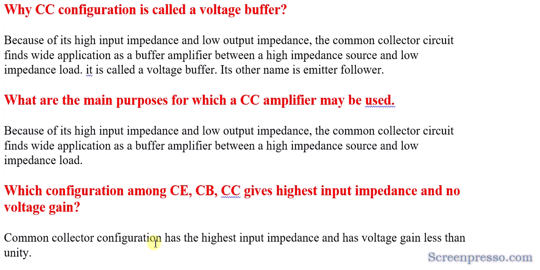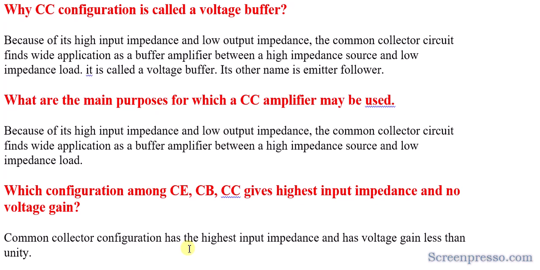Which configuration among CE, CB, CC gives the highest input impedance and no voltage gain? Common collector configuration, definitely. Common collector configuration CC has the highest input impedance and a voltage gain less than unity. So it is also called an emitter follower, we can say.